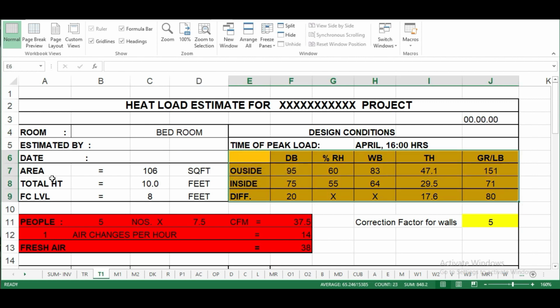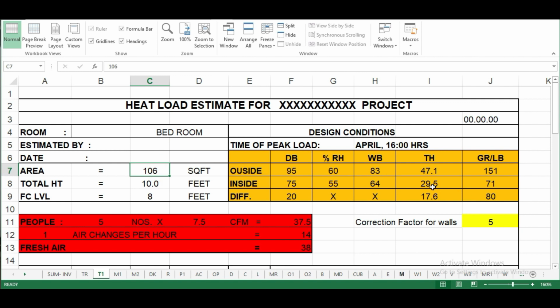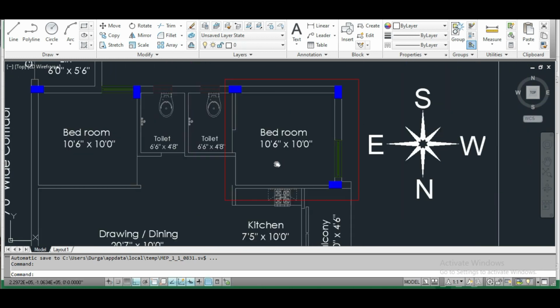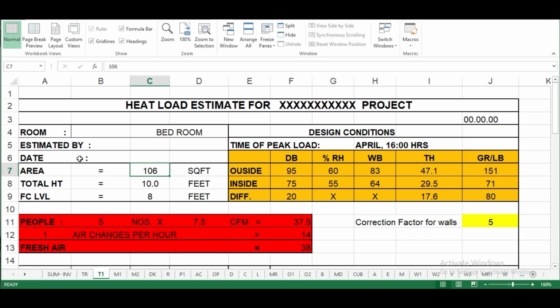Next is area. The premises area. Since we are considering this bedroom over here, this is 10.6 by 10, so that comes to 106 square feet. I have entered 106 over here. Then this is the total height. Total height means total clear height starting from your roof to your floor level. That is the clear height. So I have mentioned 10 feet over here. If in your case it varies, you may enter the data over here.